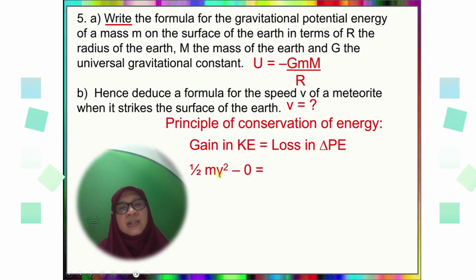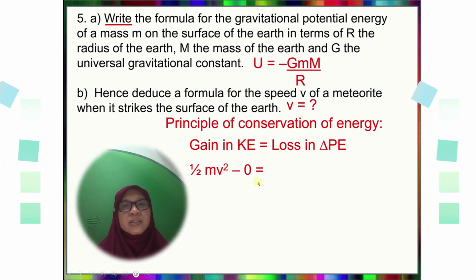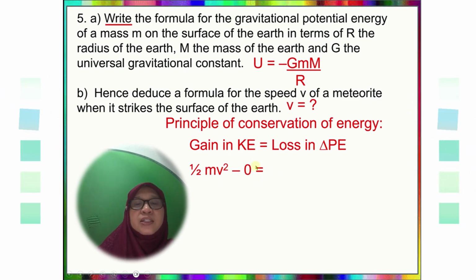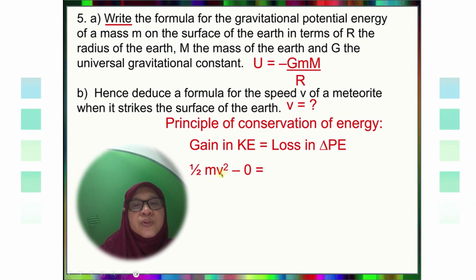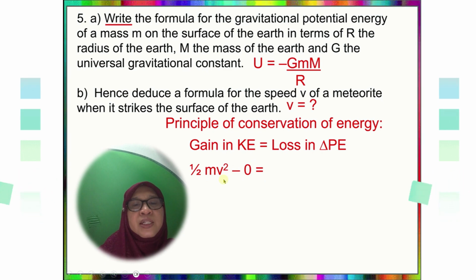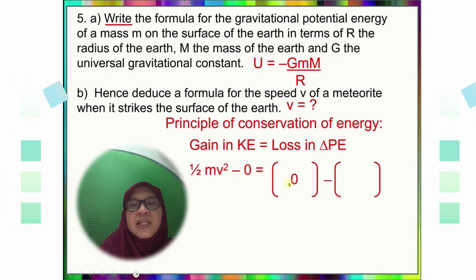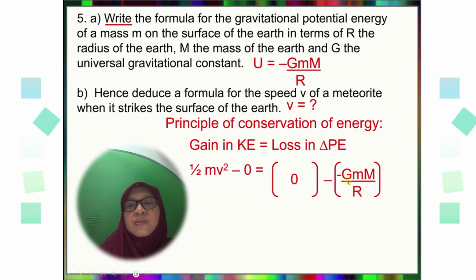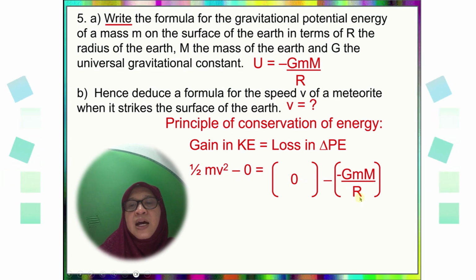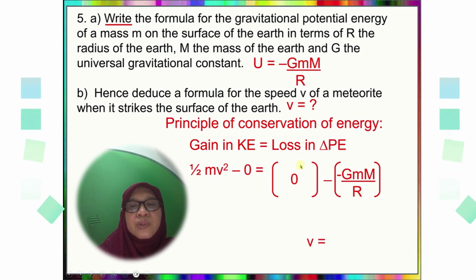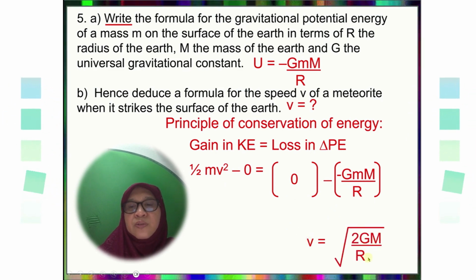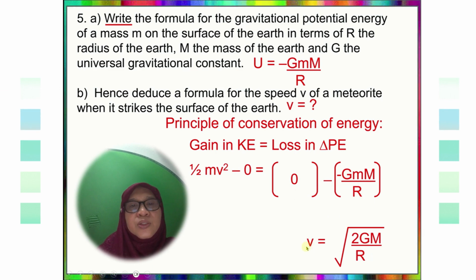So the gain in kinetic energy will be half mv squared minus 0. Because at infinity, the kinetic energy will be 0, and initially with the speed v, it's half mv squared for the kinetic energy. The potential energy at infinity will be 0, and initially on the surface of the earth it is negative GMm over r. So now we rearrange the equation, put v as the subject, and we get square root of 2GM over r. Okay, so that's the answer.